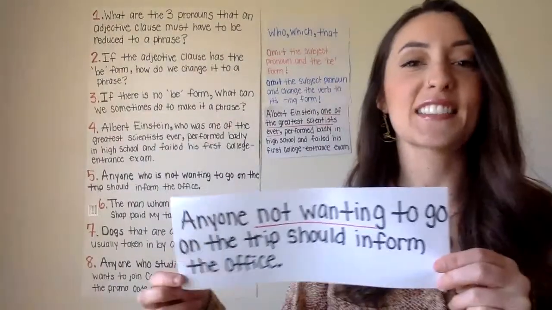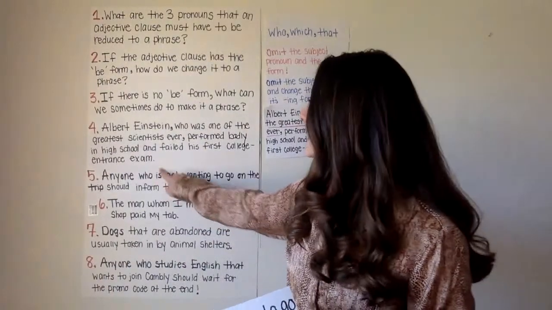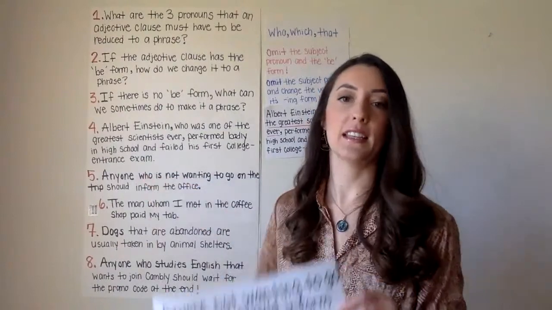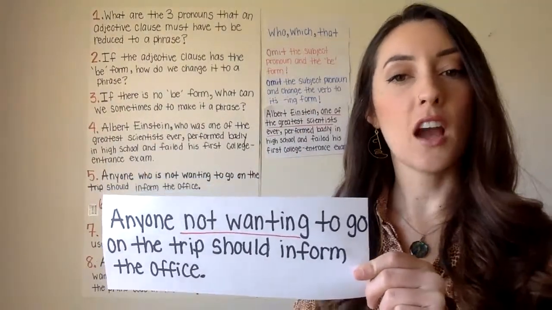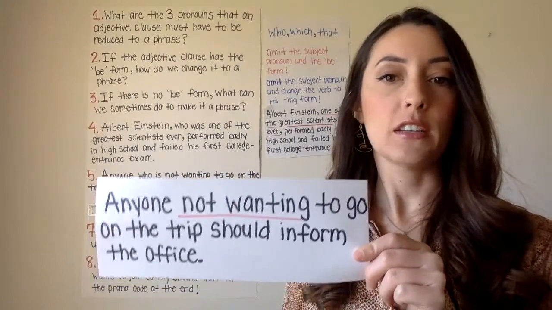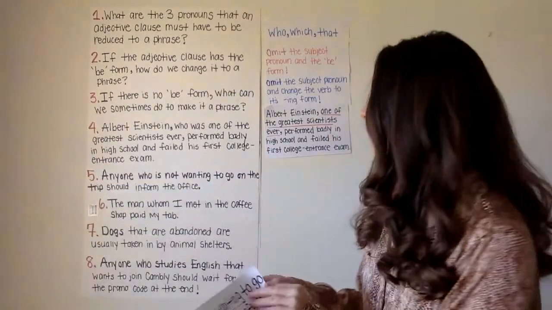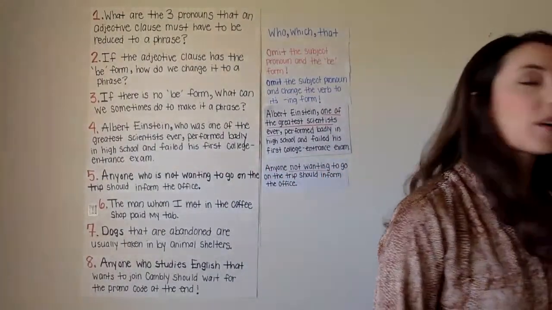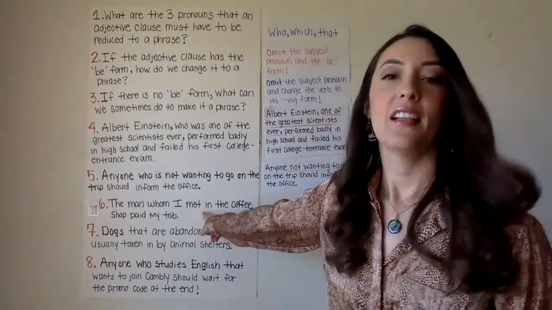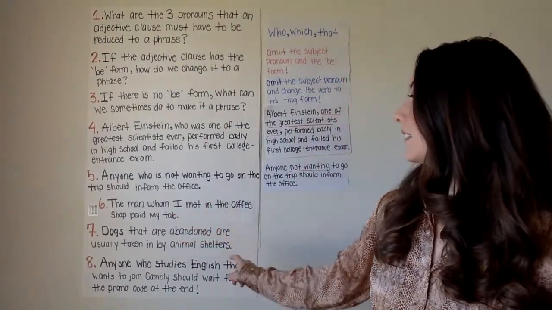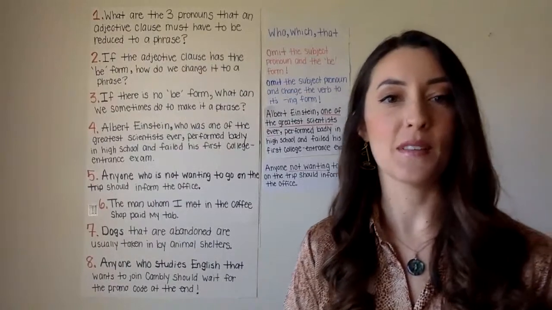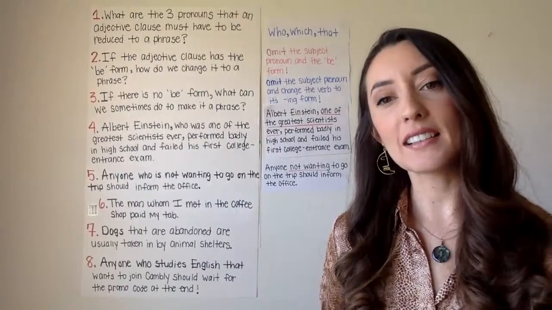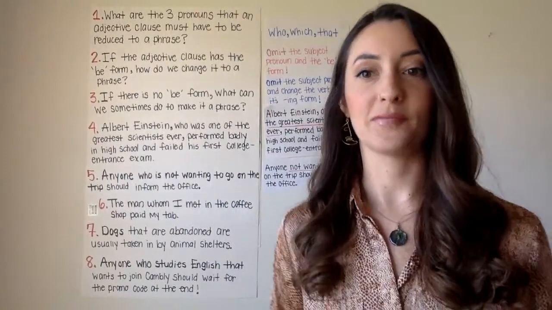All right, the correct answer to this one, so we see we have the verb be, right? So we delete our pronoun who and our verb is, and it leaves us with anyone not wanting to go on the trip should inform the office. Okay, very good. Great job, everyone. Almost done. We're almost done. 3 more. Number 6, the man whom I met in the coffee shop paid my tab. How do we make this an adjective phrase? The man whom I met in the coffee shop paid my tab.